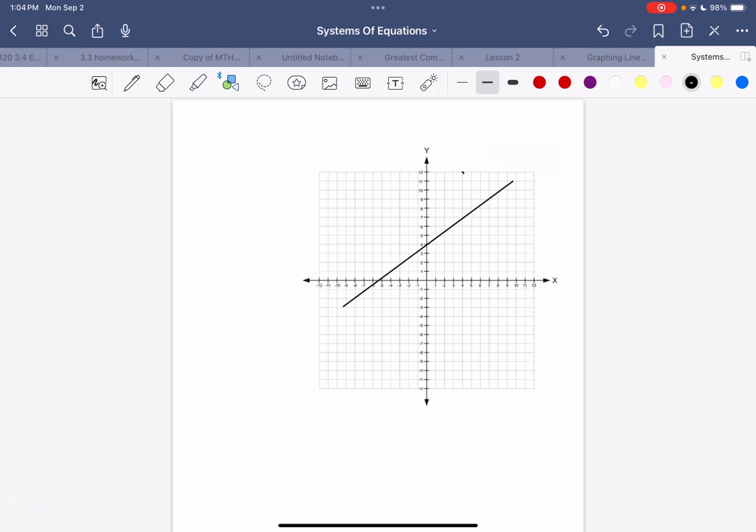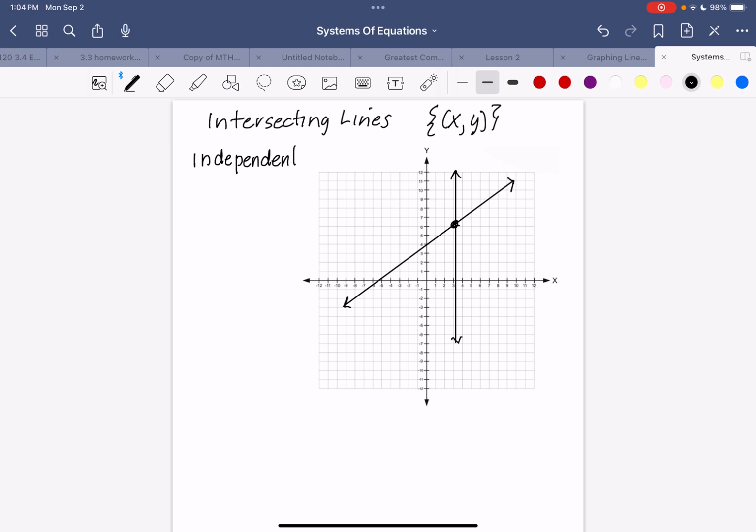And so we saw those, and we said that if lines intersect at one point, we call those intersecting lines, and that they have a single point solution. These are also called independent, consistent systems. So independent and consistent.